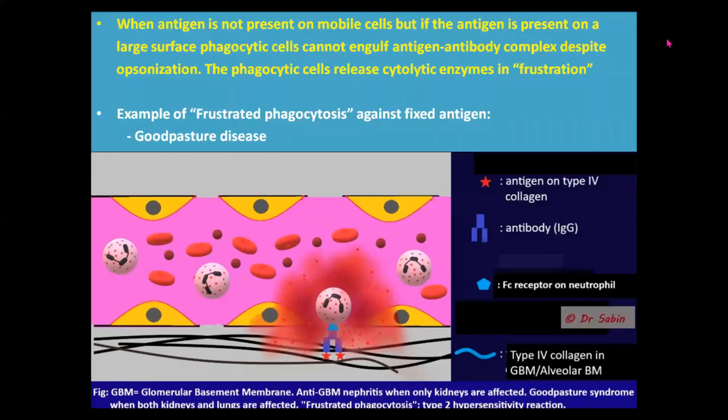Antibody IgG is a good opsonin. When this antibody binds with an antigen, efficiency of a phagocytic cell increases. But in a situation when an antigen is present on a large surface, a phagocytic cell cannot engulf the antigen despite the presence of opsonization by IgG. In that situation, phagocytic cell releases cytolytic enzymes to kill the antigen, but tissue injury occurs. Such a mechanism is called frustrated phagocytosis. Goodpasture disease is a good example of frustrated phagocytosis.